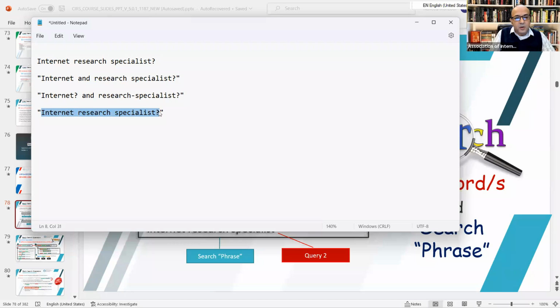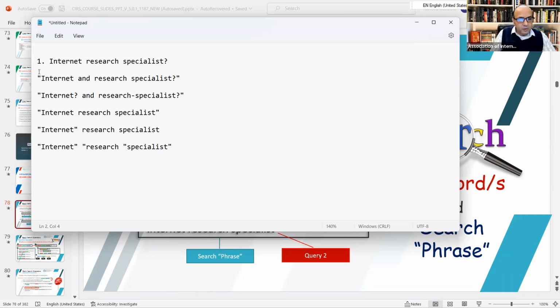And the second thing that you also have to understand is that the quotation marks, whereas they have a meaning to enforce finding the exact same term, can also work the same way with, let's suppose, terms like internet, and then we have research specialist, and let's use another example, internet research. Just to make it easy for me to explain, I'm just going to give it a number. Just give me a moment here.